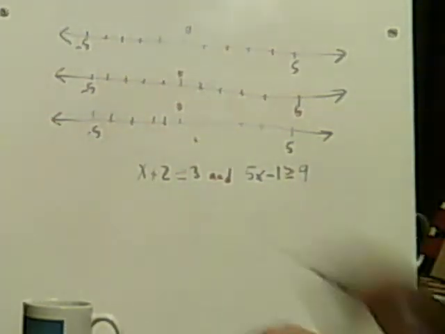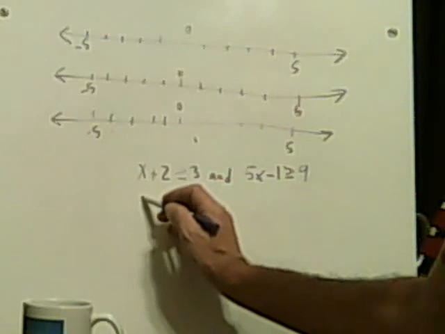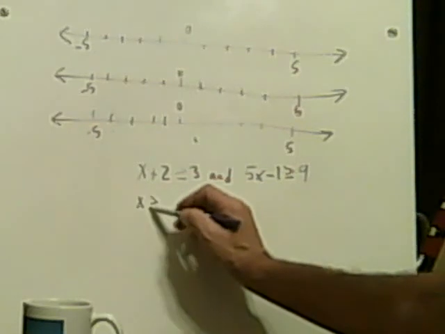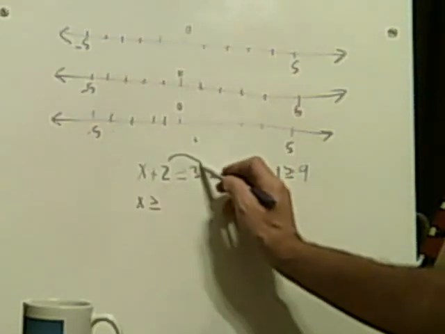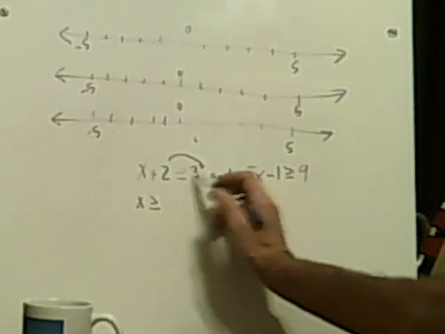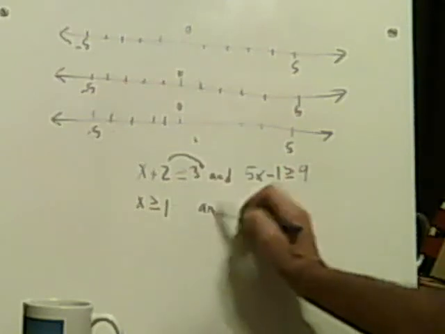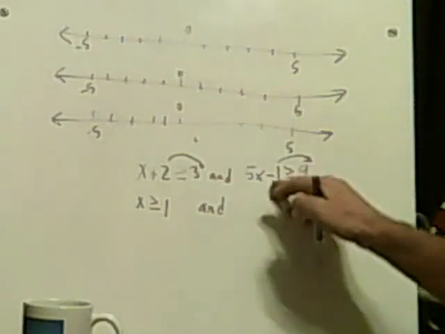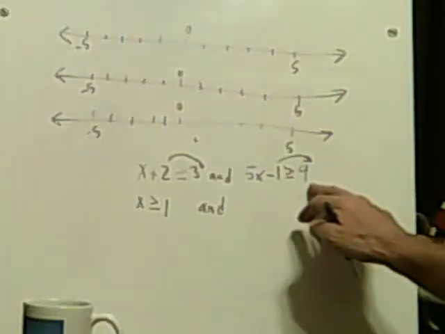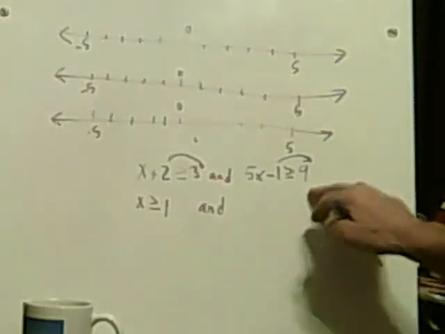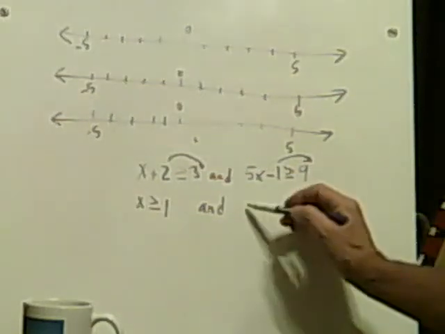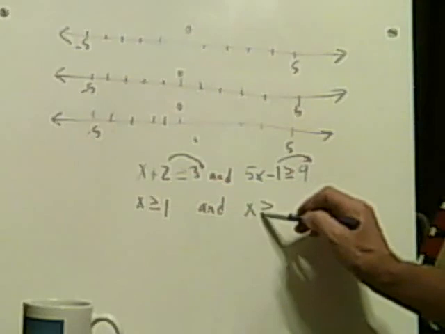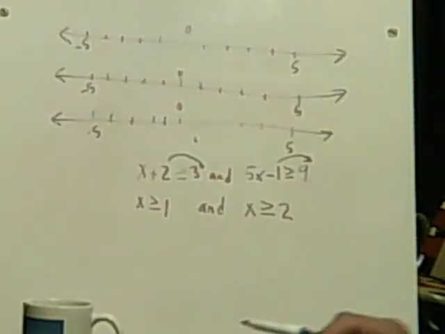So what we want to do on these is to isolate them for x. So this is going to be x greater than or equal to, 2 goes to the other side as negative 2. 3 minus 2 is 1. Now this side, we're going to move that to here, and that's going to go in as a positive 1. That's going to make 10 on the other side. Then we have to divide by the 5, so 10 divided by 5 is 2. So this one is going to say x is greater than or equal to 2. So x is greater than or equal to 1, and x is greater than or equal to 2.